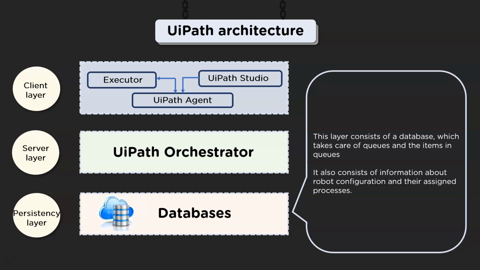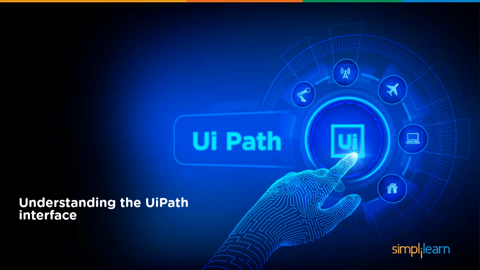Lastly, we have the persistent layer, which consists of the databases. It takes care of the queues and holds information about the robot configuration and their assigned processes. Now that we know what UiPath is, let's acquaint ourselves with its user interface and understand its components better.